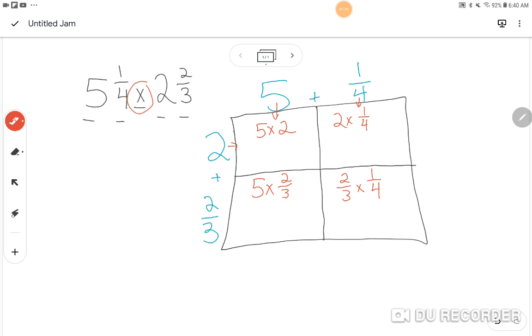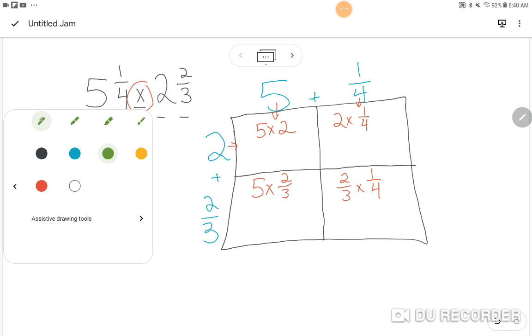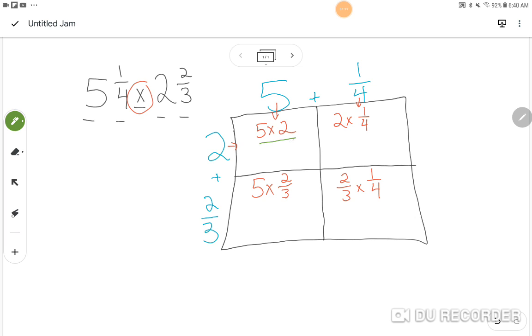All right, let me switch colors, and then what we're going to do is multiply and get our final answers. So we have 5 times 2 is 10. So I circle it because that's my final answer. Here we have what's called repeated adding. We have 2 times 1/4. So 1/4 plus 1/4 is 2/4. Here we could do 2/3 plus 2/3 plus 2/3 plus 2/3 plus, you get the idea.